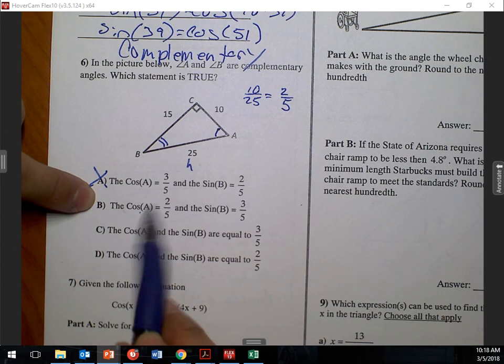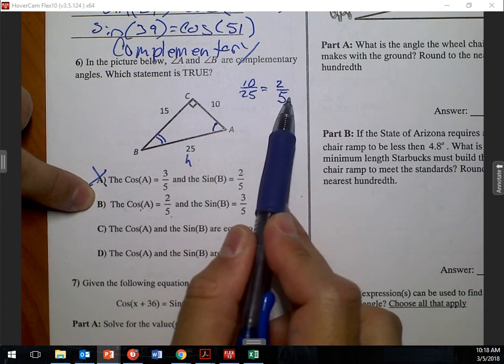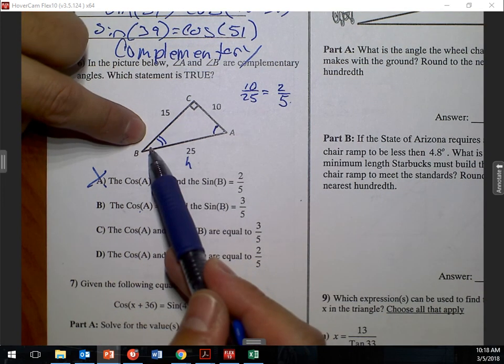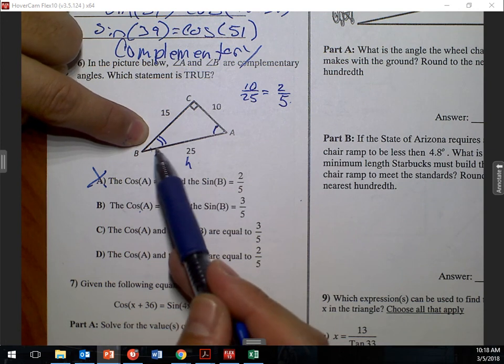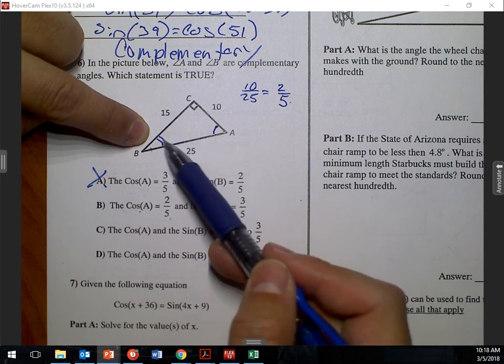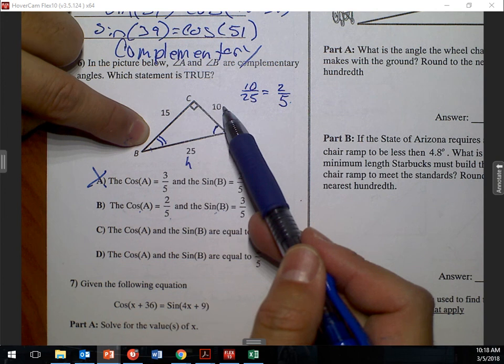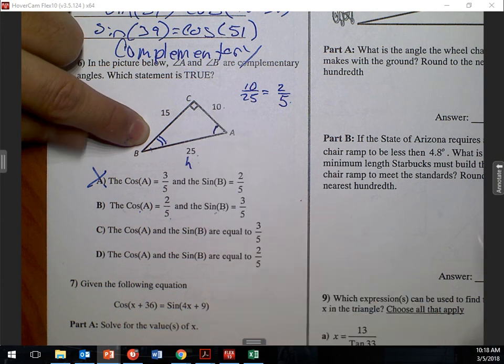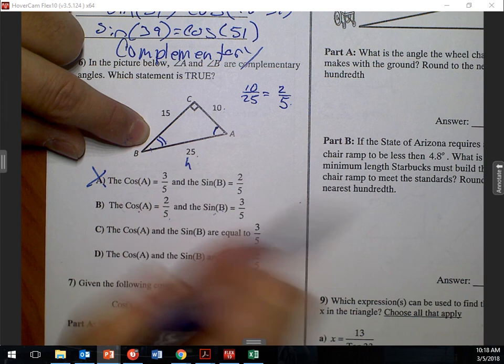Cosine of A is 2 over 5. That's what we came up with, right? Now let's try sine of B. So here's B right here, right? Hey, this is what I gave out the other day. Were you here Friday? It's wrong. Okay, let's see. Sine of B. Sine is opposite over hypotenuse, right? My opposite here is 10. My hypotenuse is 25, so that's not going to give you that one, right? So the cosine is right, but the sine is wrong.